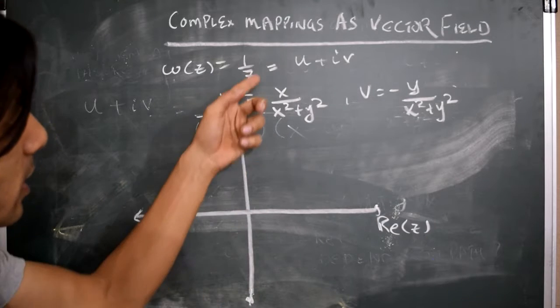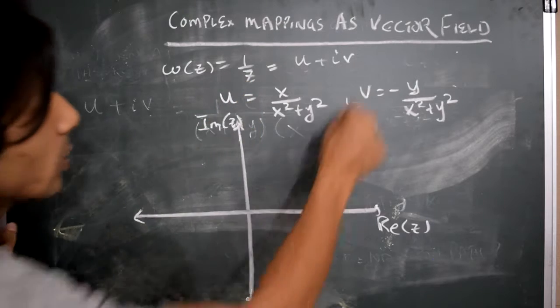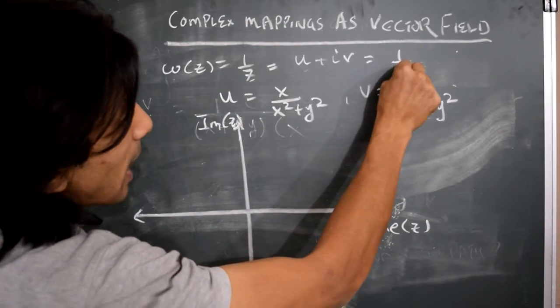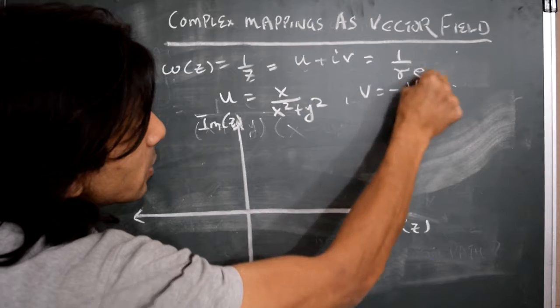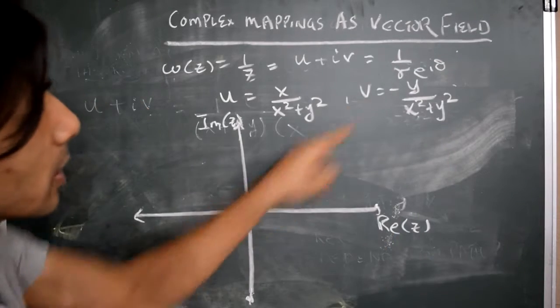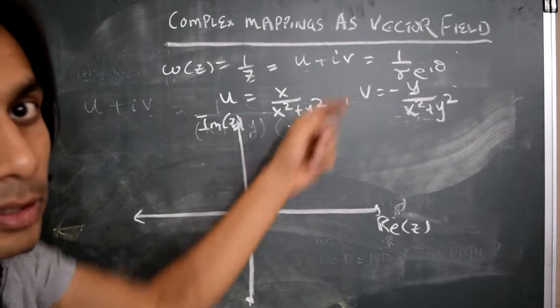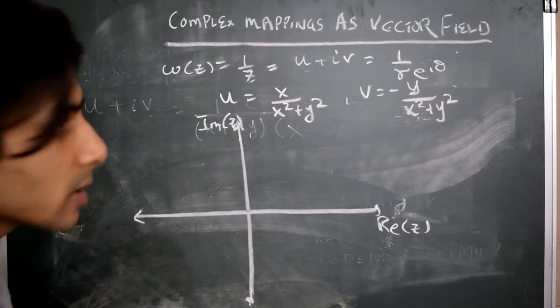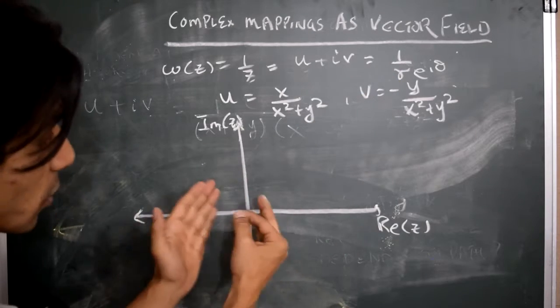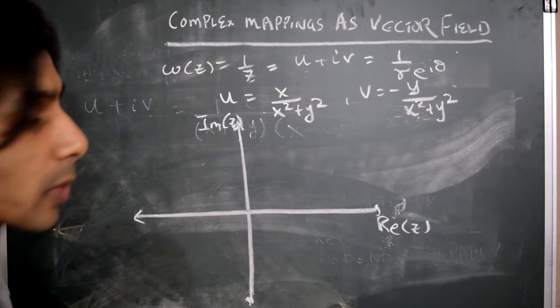A simple way to see that is if you write this in polar coordinates, then 1 over z is nothing but 1 over the magnitude r times e to the power of i theta. So as we move closer and closer to the origin, the value of r decreases, so 1 over r increases, and therefore the length of the arrows as we move closer to the origin should increase. But what about the direction?